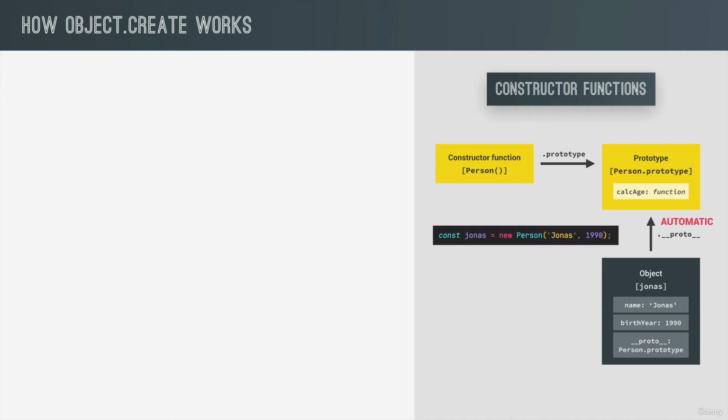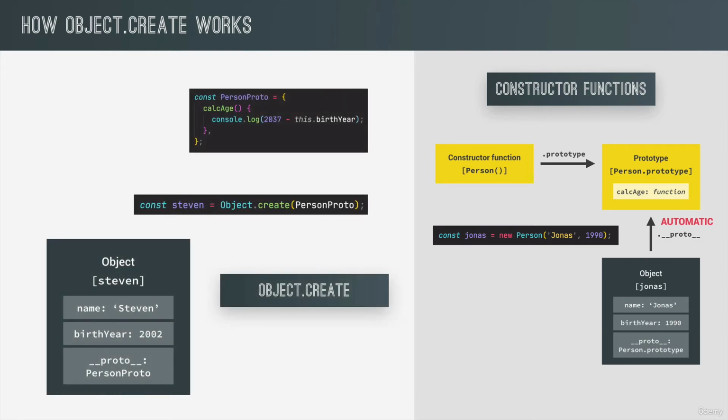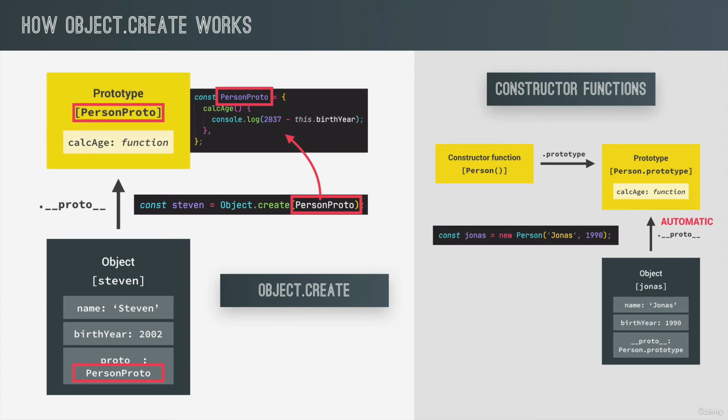Now, on the other hand, with Object.create, we can set the prototype of objects manually to any object that we want. And in this case, we manually set the prototype of the Steven object to the PersonProto object. And that's it. Now the two objects are effectively linked through the __proto__ property, just like before. So now looking up properties or methods in a prototype chain works just like it worked in function constructors or classes. And so the prototype chain, in fact, looks exactly the same here.